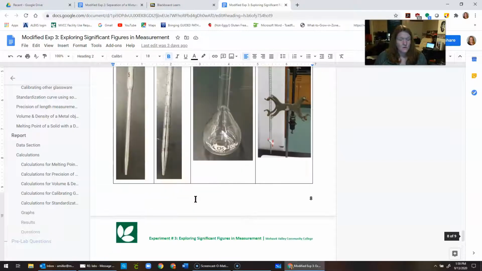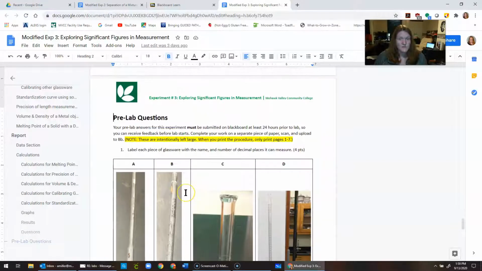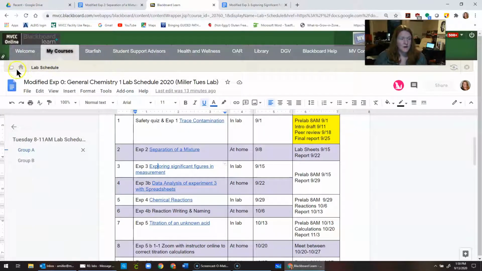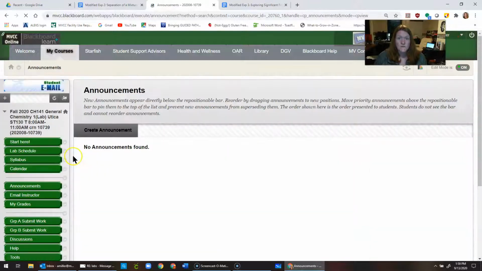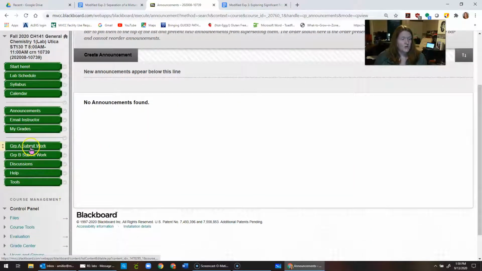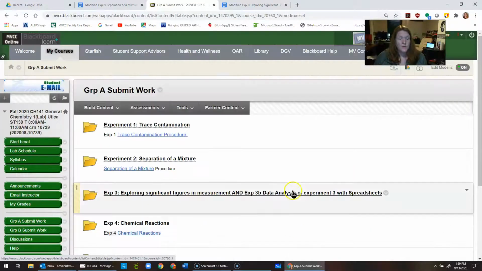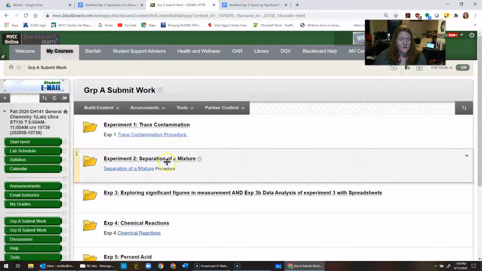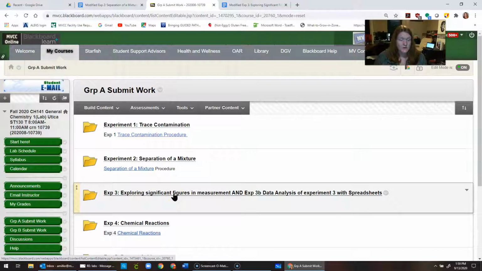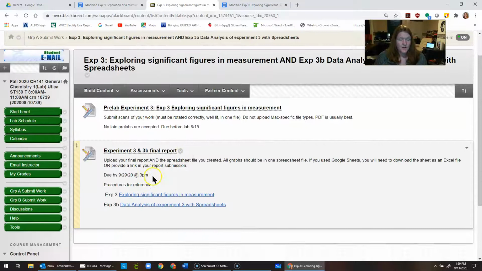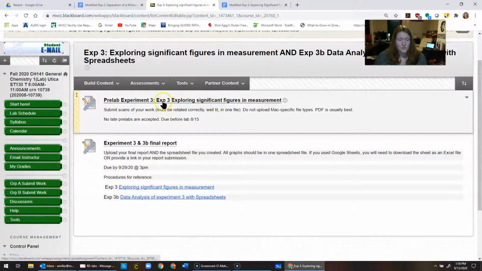All right, and so on that same note, though, you have a pre-lab to do prior to the experiment. So to submit your pre-lab, what you're going to do is go to your lab site and click on your group, and then the black links will let you submit the information that you need to for each experiment. So for experiment 3, you'll click on that link, and your pre-lab will be submitted in this link before you come to lab.